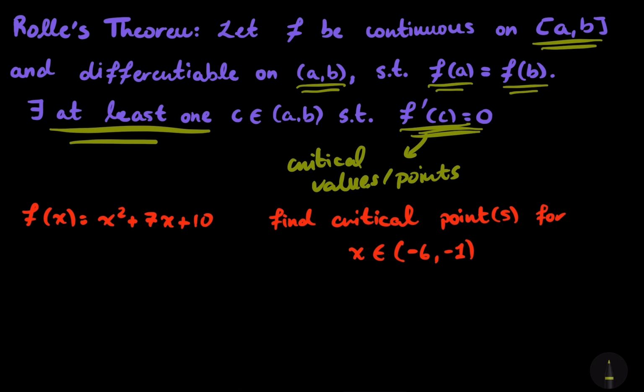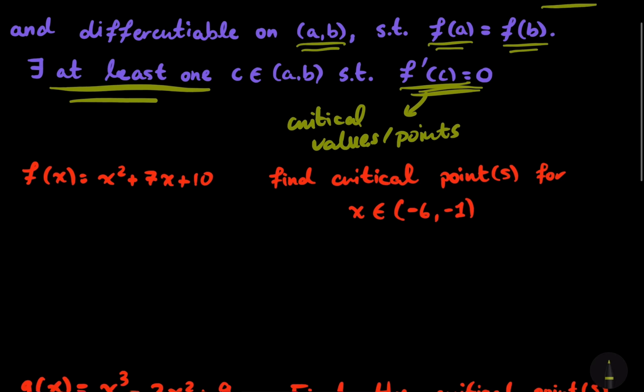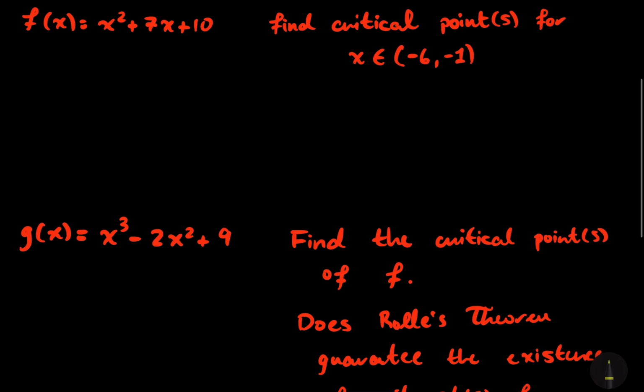So essentially, what Rolle's theorem tells us is that if we're continuous and differentiable over a certain interval, and the function evaluated at the two endpoints of the interval are equal to each other, then there is going to be at least one point at which the slope of the tangent line is equal to 0, at which we have a horizontal tangent line, and these points are referred to as critical points or critical values. So let's do a couple of examples to actually illustrate this.